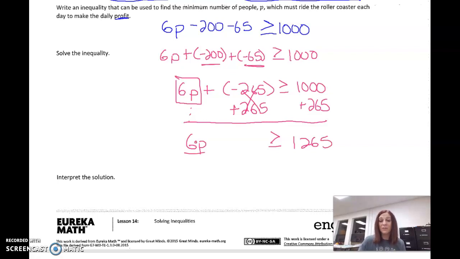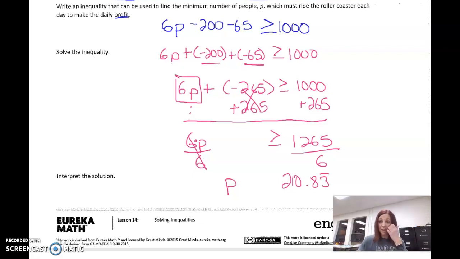Now, this is 6 times p. We undo multiplying with dividing. So I'm going to divide by 6. Whatever I do to one side, I do the other. 6 divided by 6 is 1p. Grab my calculator here, and I get 1,265 divided by 6. And I get 210.83 with the 3 repeating. What are we going to do with that? Well, I'm going to wait a second. I'm going to come back to that in a second.